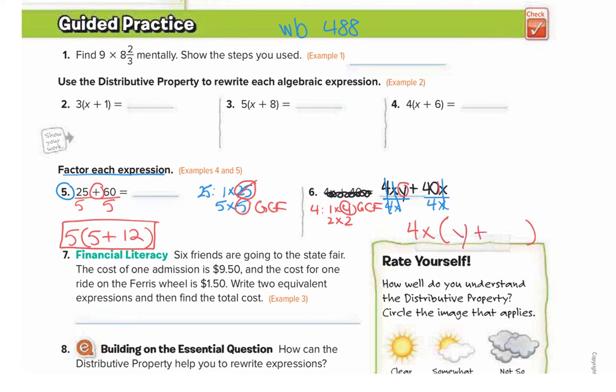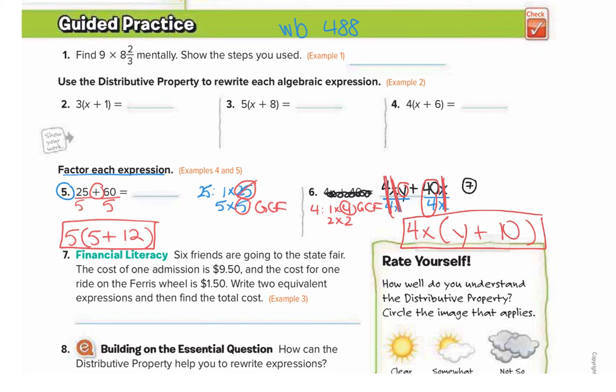Plus, now 40 over 4 is 10. The x's were canceled out. So all we're left with is y plus 10. So we have 4x on the outside, parentheses y plus 10. Okay, so let's add one more like this. So we're going to add a number 7.